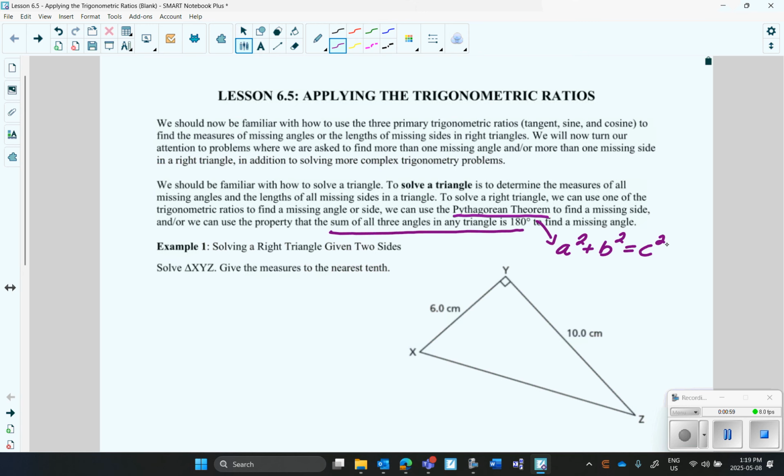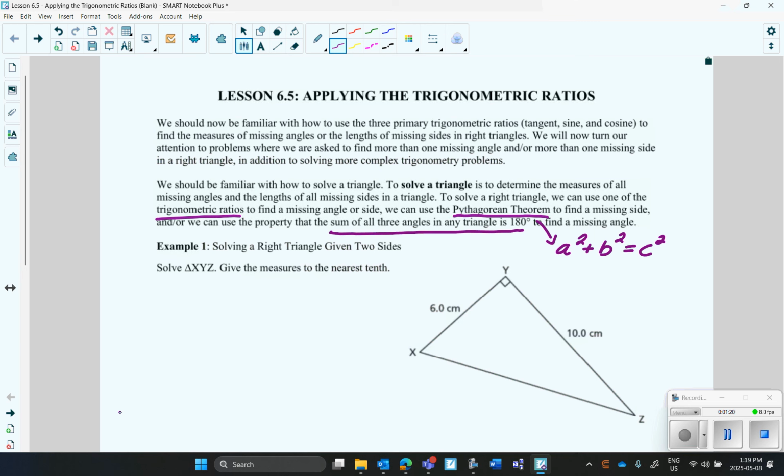You now know trig ratios, that you can find missing sides and angles in right triangles. So think of all 3 of these tools when you approach these questions that we're going to talk about today.